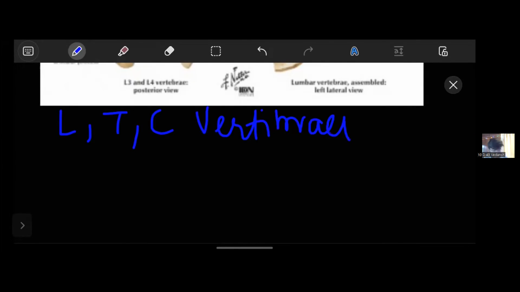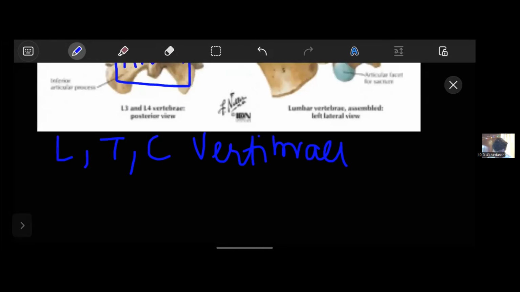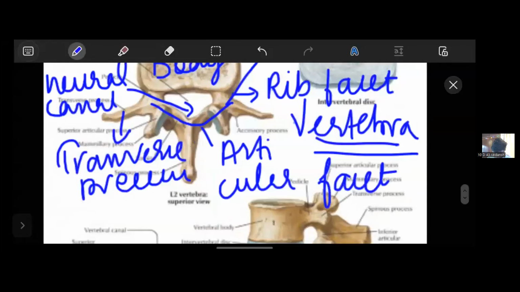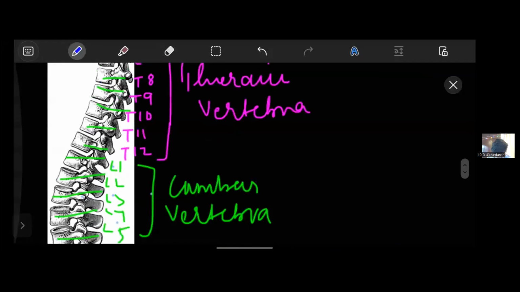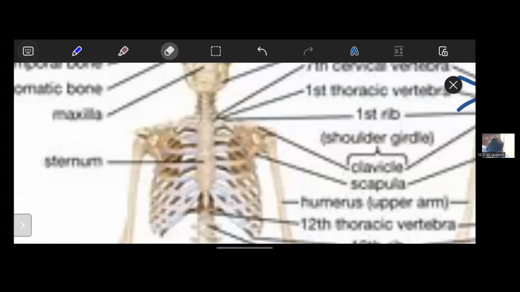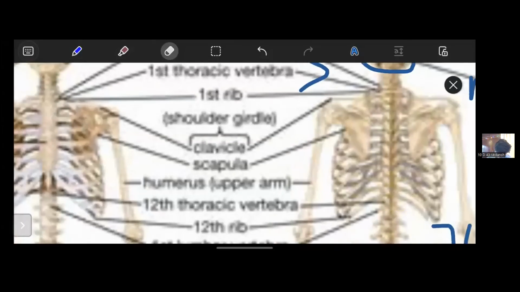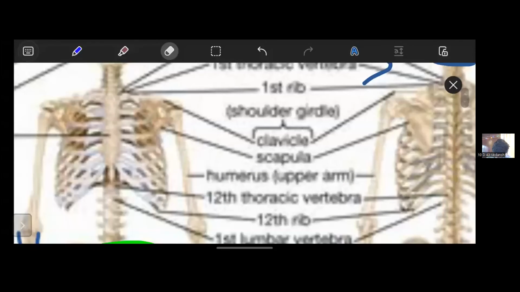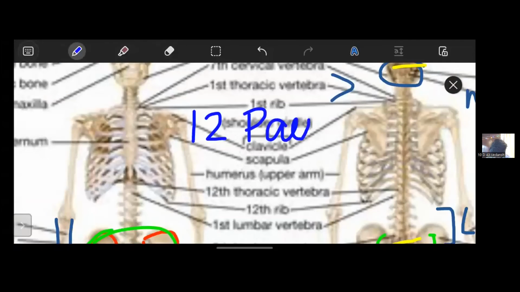Now, what about the ribs? The ribs, I told you, there are 12 pairs of ribs. Let us go above. We have ribs over here. Let us delete everything from here and focus on the ribs. Okay. So you have 12 pairs of ribs. Okay. So these are the first and these are the 12th. The first ribs are pretty much straight. The rest are in this manner, 45 degrees inclined to each other.